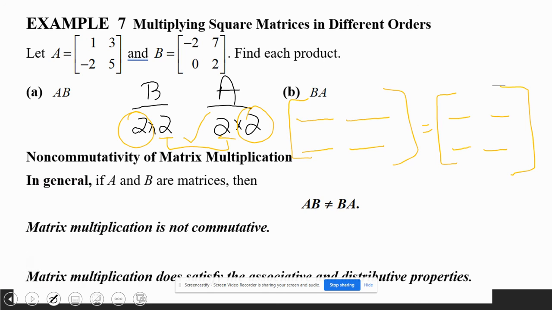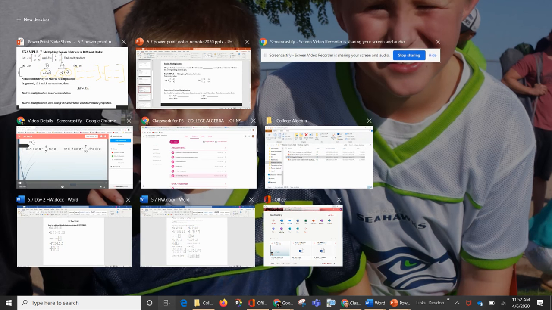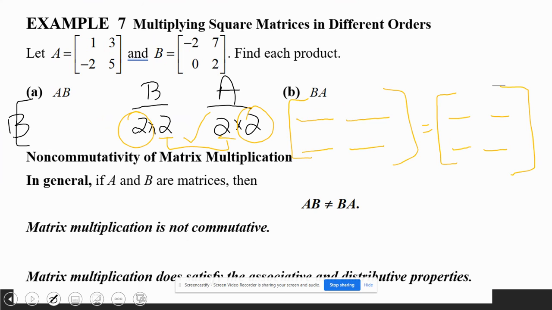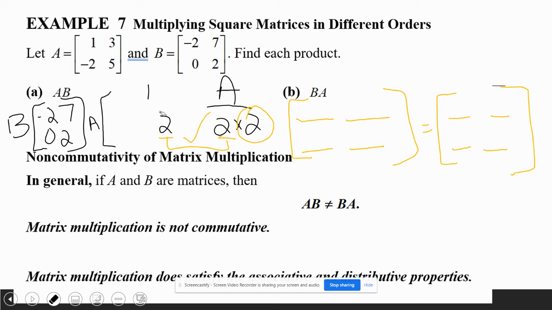So I'm going to rewrite our two matrices in order. Let's try that again. So we have negative 2, 7, 0, 2. And then we're going to have A. So 1, 3, negative 2, 5.